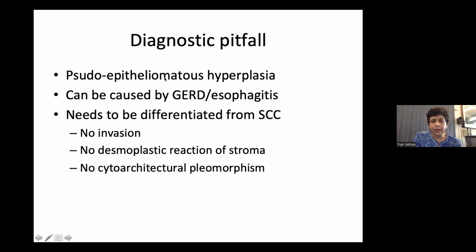Because there is epithelial hyperplasia, inflammation and reactive epithelial hyperplasia can be a lot. And that can give rise to something that we call pseudoepitheliomatous hyperplasia or pseudocarcinomatous hyperplasia. This needs to be differentiated from squamous cell carcinoma. That is, of course, for the pathologist to do. There is no invasion. There is no desmoplastic, that is a fibrous sort of reaction in the stroma whenever there is an invasive carcinoma. And there is no cytoarchitectural pleomorphism.